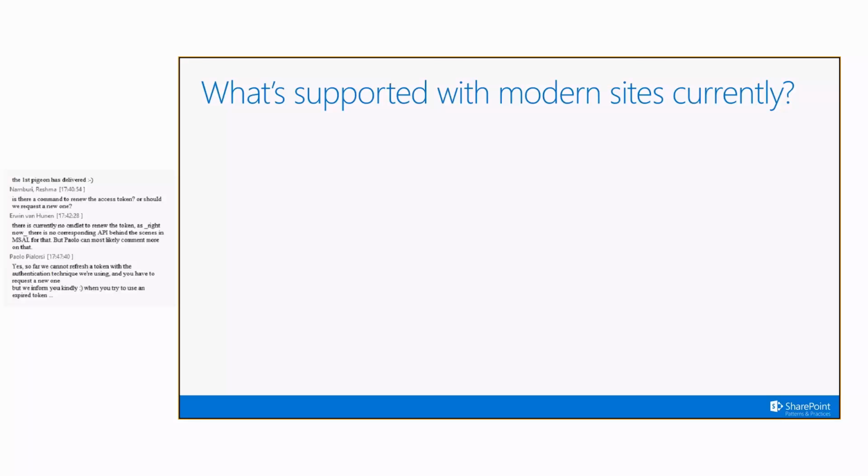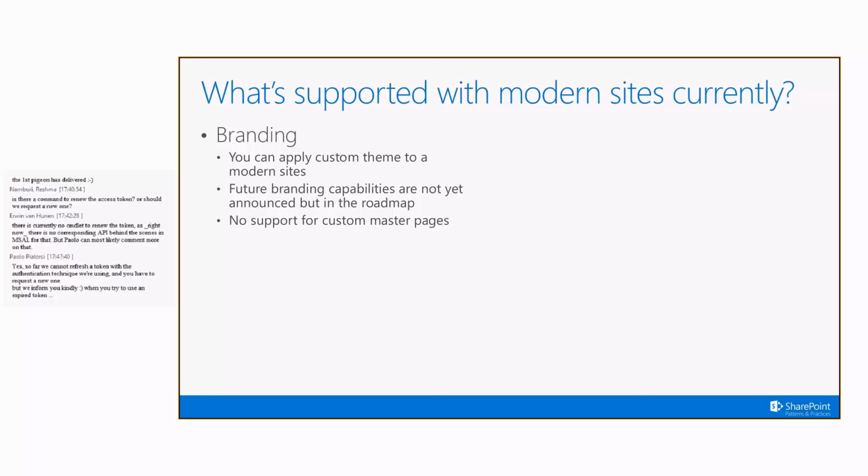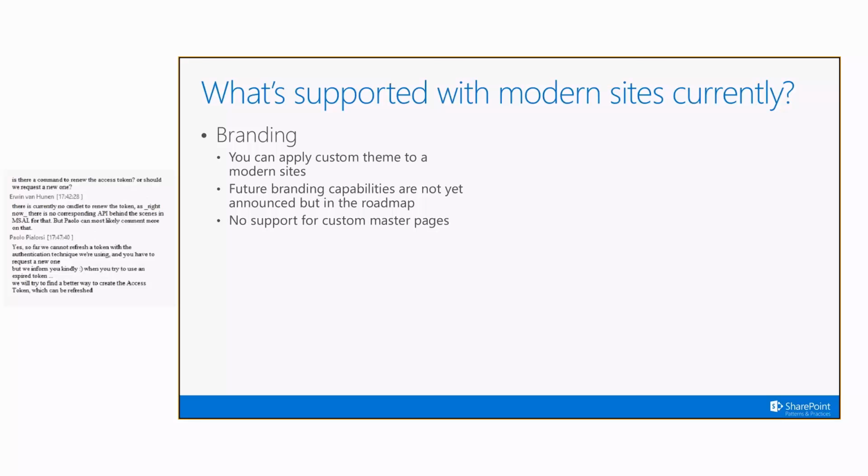So from a branding perspective right now, a custom theme can be applied to the modern sites. You cannot actually create composite looks in the composite look gallery, but you can apply a custom theme, which is one thing to be aware of. The future branding capabilities are not yet announced. They are in the roadmap, and we're looking into them in engineering, but we cannot disclose all of the future things that will be available. But there will be more options from a branding perspective.